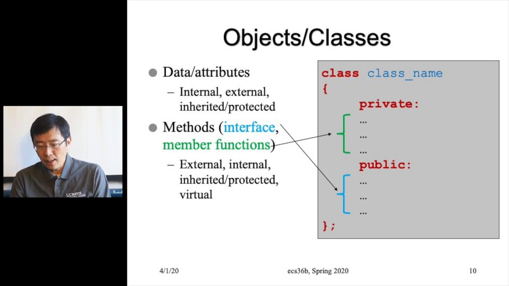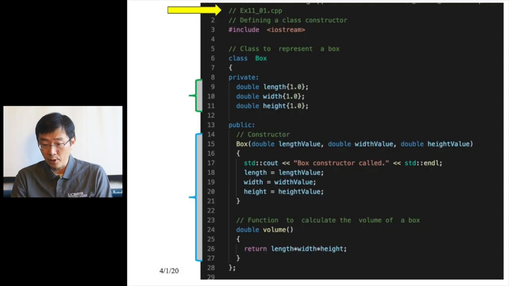All right. Now I'm going to show you the first example, about the class box. By the way, if you look at the first line, it says chapter 11, 01. That means it's under the ex11_01 folder if you go to the GitHub when you want to see this program.